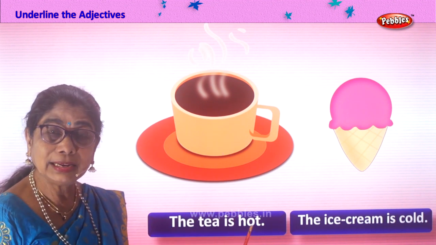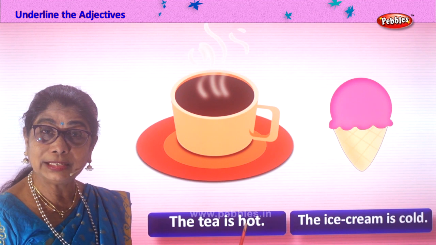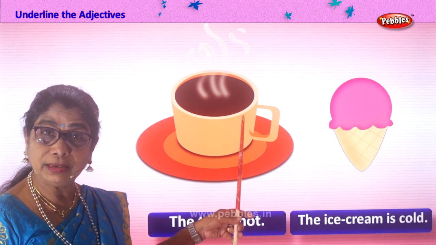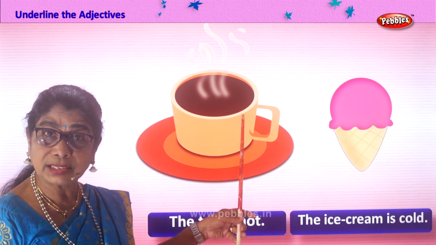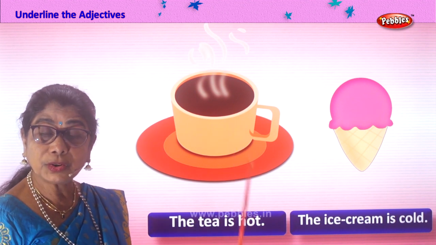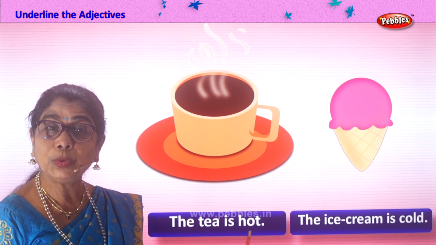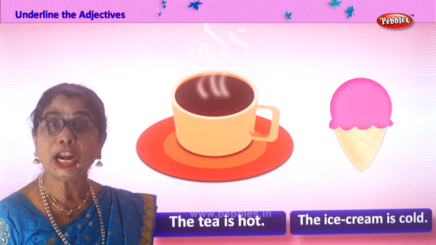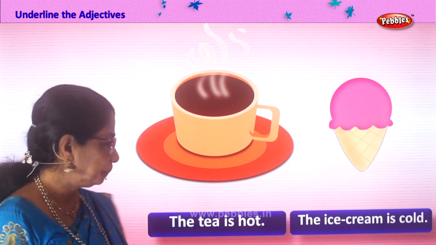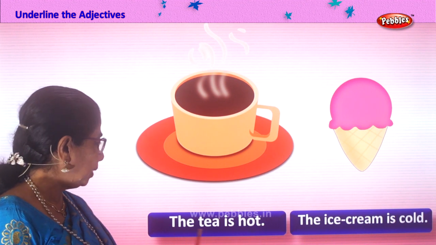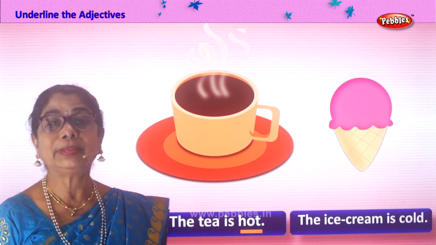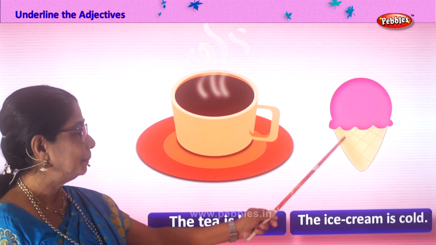Hot is a describing word. It describes what kind of tea it is. Is it hot tea? Yes, hot. So the tea is hot. Hot is a describing word. So we underline the word hot. The tea is hot.